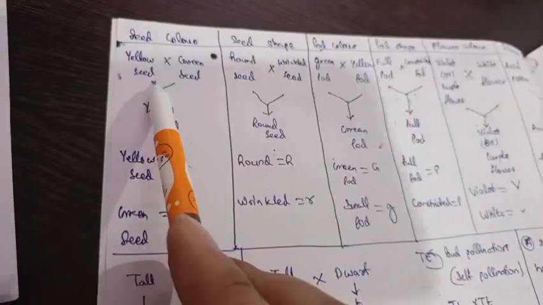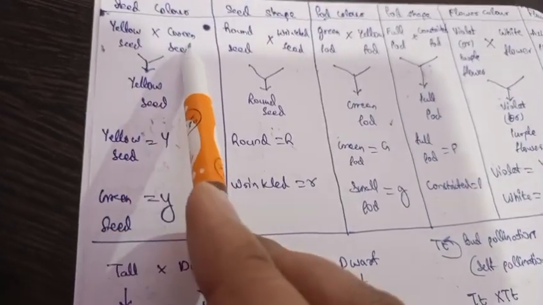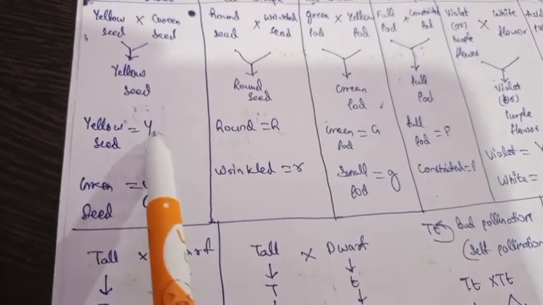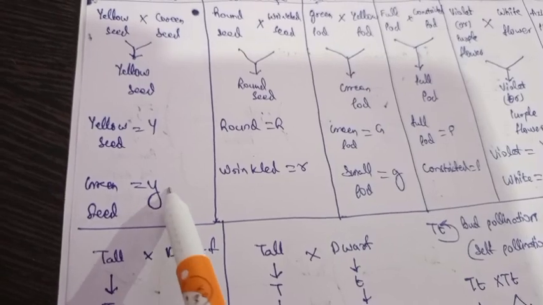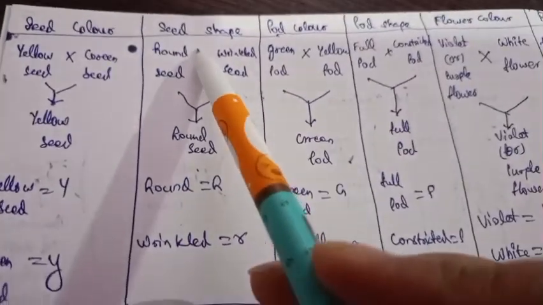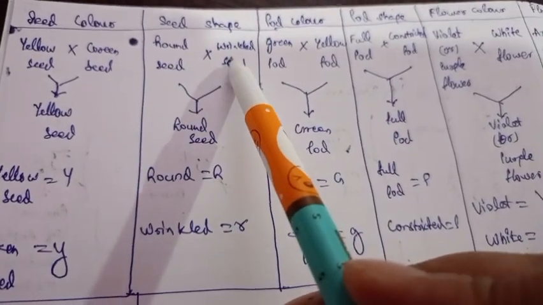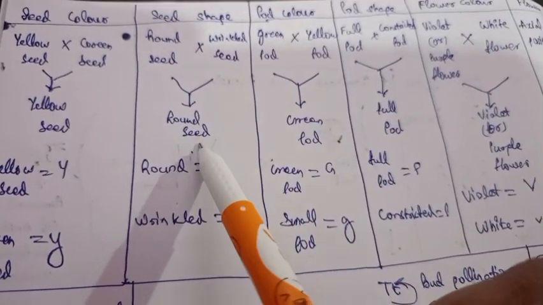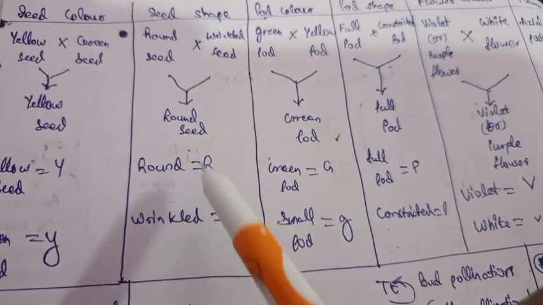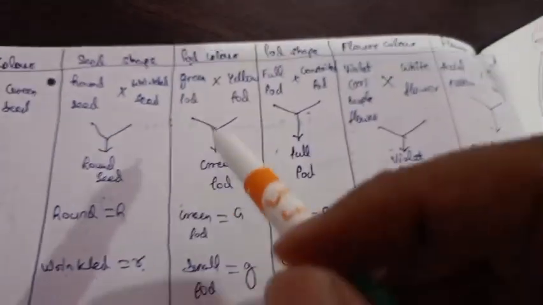Let's understand the seven characters. Seed color: yellow seed crossbred with green seed. Yellow seed is the dominant one. Yellow seed is represented by capital Y. Green seed is represented by small y. Seed shape: round seed crossbred with wrinkled seed. Round seed is the dominant one. Round is represented by capital R. Wrinkled is represented by small r.